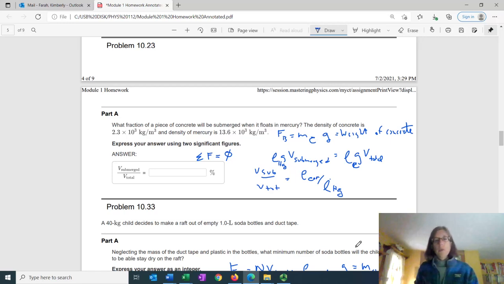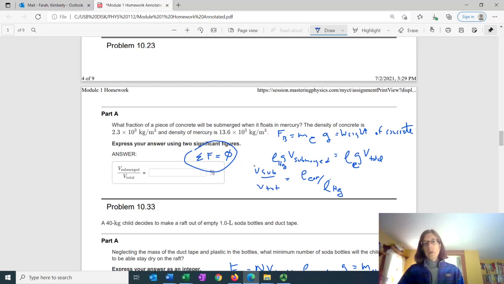So for problem 23, we're looking at trying to determine what fraction of concrete will be submerged when it floats in mercury. So because we're floating, that means that the sum of the forces has to equal 0, which means that the weight of the mercury, which I'm showing right here, has to equal the weight of the concrete, because that buoyant force is equal to the mass of the concrete times the gravitational acceleration, which is the weight of the concrete.